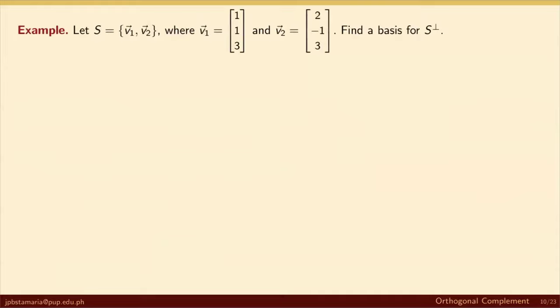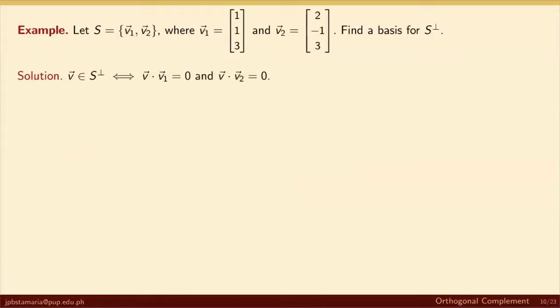The next example will illustrate the case when your set only has two vectors in it. So let us say V1 is the vector 1, 1, 3, and V2 is the vector 2, negative 1, 3. Let's say you are asked to find a basis for S perp. So we know that S perp is a subspace. But how does it look? What is its dimension? Those are the questions that we would like to ask in linear algebra, right? So what do we do?